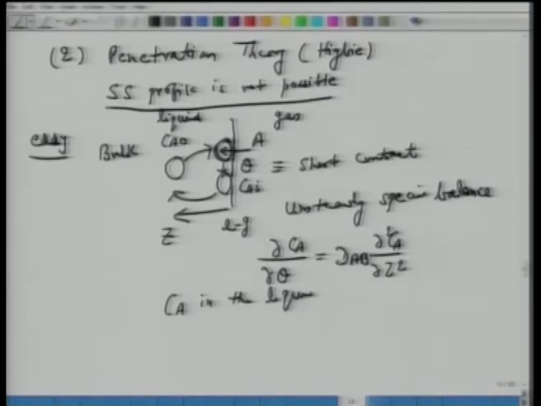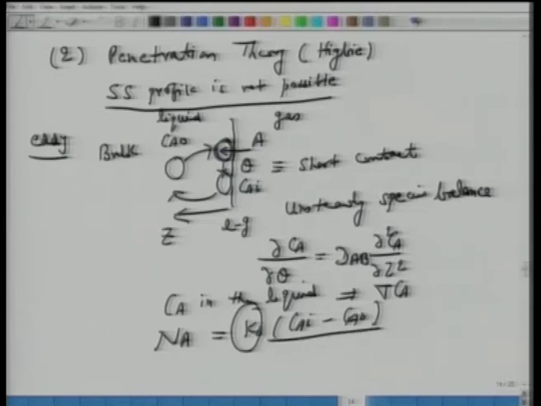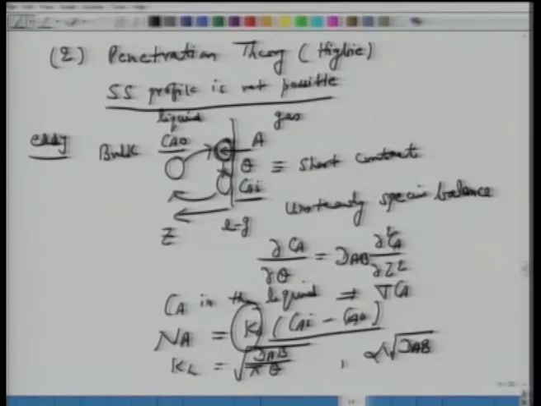Once we have the concentration profile in the liquid, we can calculate the concentration gradient, and one can calculate this diffusion flux. In this case, it has been shown that diffusion flux Na will also be equal to Kl times Cai minus Ca0. This is what we expect. It's proportional to the mass transfer coefficient and the concentration difference between the interface and the bulk, except this Kl now equals the square root of DAB over pi theta. So this is the difference from the film theory. Here Kl is proportional to the square root of DAB, unlike the film theory which predicts the mass transfer coefficient is linearly proportional to diffusion coefficients.